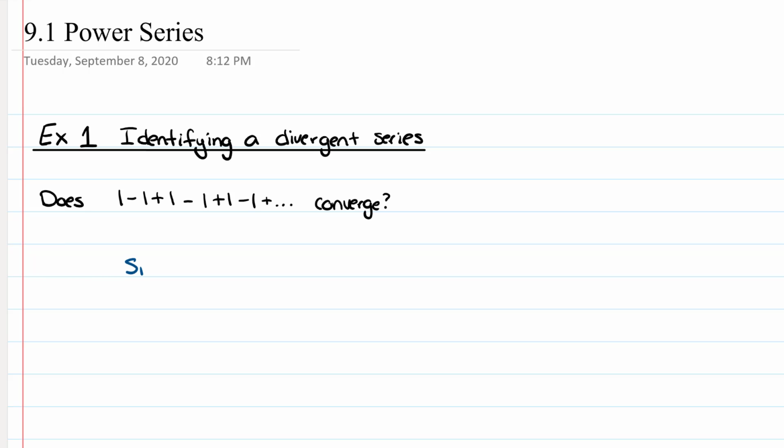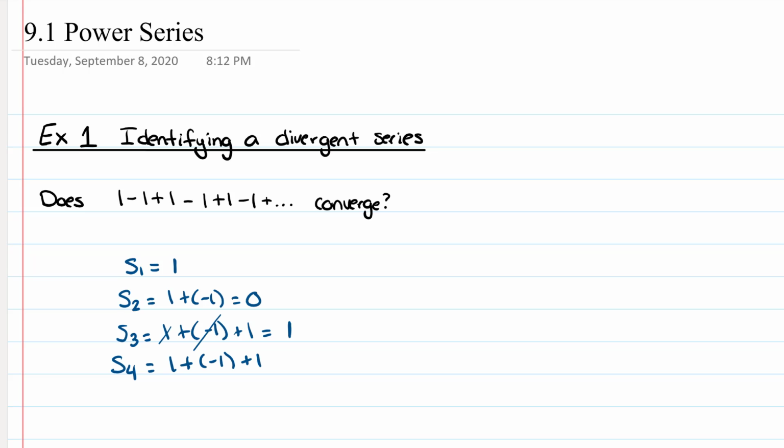So we look at the sum of the first term, which is just 1, because it's just the first term. The sum of the first two terms is 1 plus -1, and I get 0. Okay, so it looks like I'm going down. The sum of the first three terms is 1 plus -1 plus 1. We can see the first two terms cancel, and we get 1 again. Okay, so it bounced back up, and then the sum of the first four terms, 1 plus -1 plus 1 plus -1, gives 0 again.